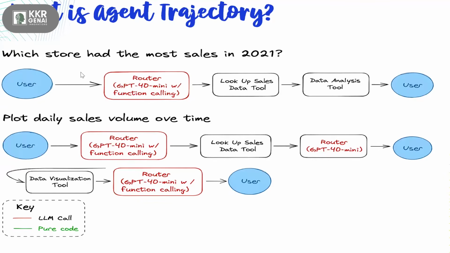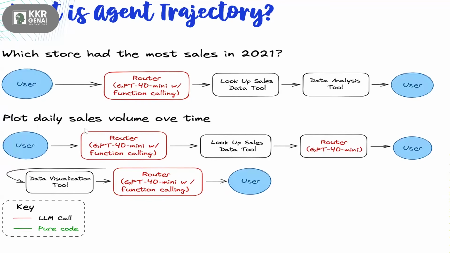Look at the question. Based on the question, the router identifies which agent needs to be picked up to provide this particular solution. Once the particular agent's solution is completed, that information is stored in memory, and that memory information will be passed to the second agent, the data analysis tool here. Then another interesting question: could you plot daily sales volume over time?